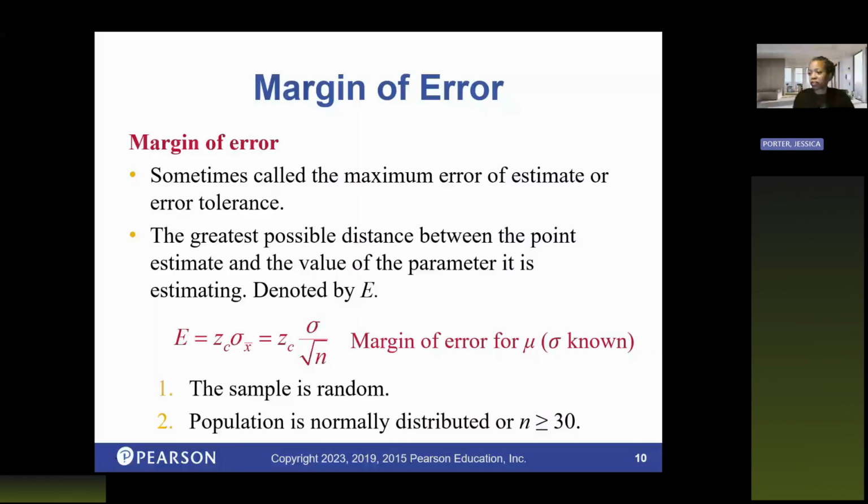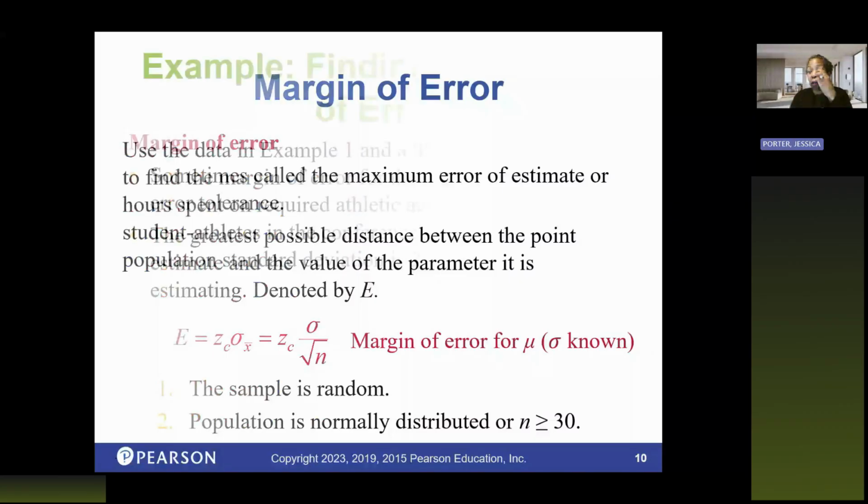All right. So here, remember when we found Z critical value? This is where we're going to need it. And so make sure you remember how to get it with the calculators. There's your Z critical value. And then we have the standard error of the mean, or the standard deviation divided by the square root of n. And this is provided that the sample is random and the population is normally distributed, or n, the number of data points in your sample, is greater than 30. So let's calculate this value.